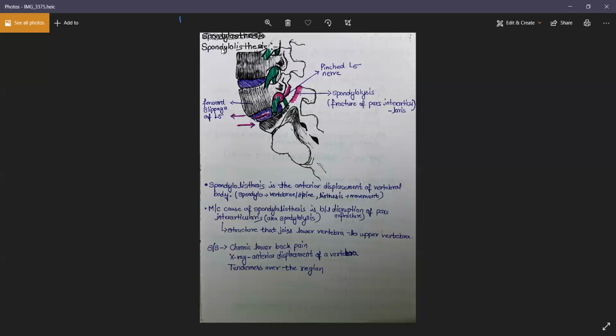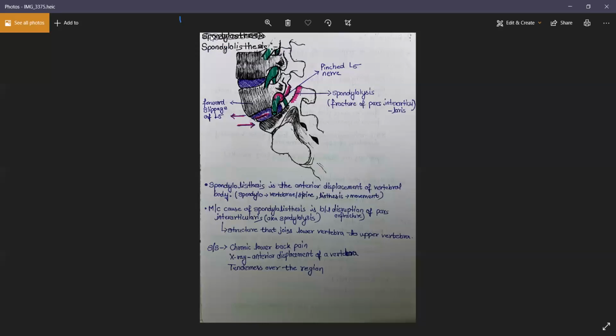So if they ask you about a patient who has lower back pain, and on the X-ray or on the MRI there is a forward movement of the upper vertebra with respect to the lower vertebra, that's how you know the patient has a spondylolisthesis.